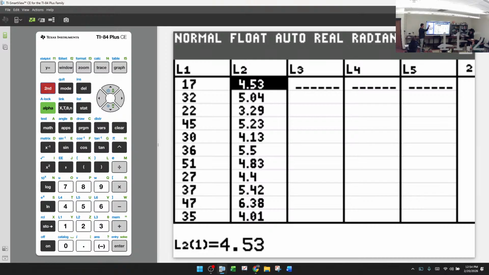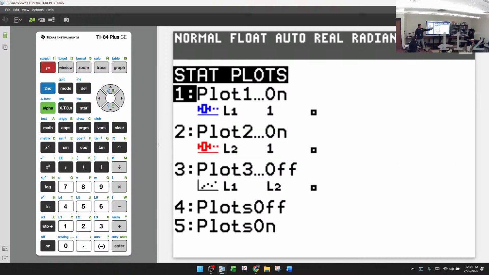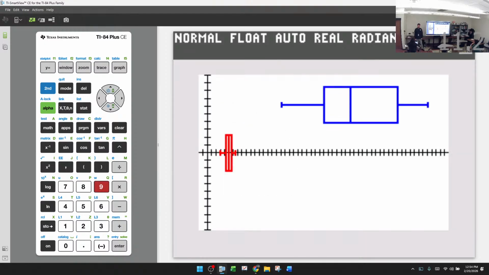Hit second and Y equals to turn that graph on. Turn one of them on here and turn the second one on here. And put one of them as L1 and the other one as L2, or if you put it in L6 and L2 or L1 or wherever you put it. Zoom 9. Boom, boom. That's the graph of both the data. This is not that data. This is the battery hours, and that's the DO level in the river. But you'll see them both.